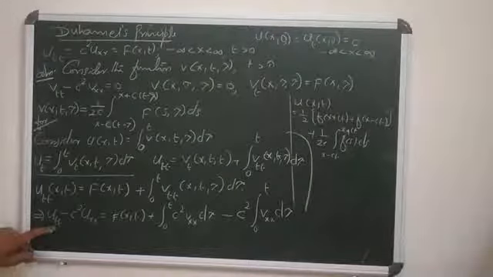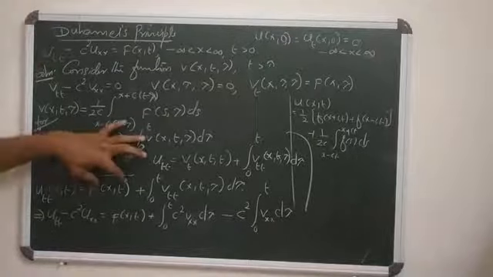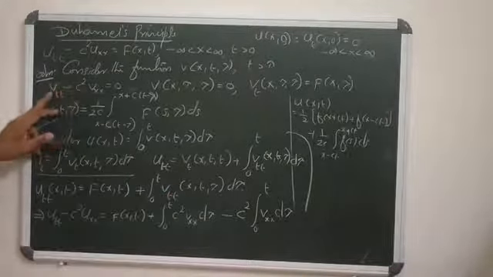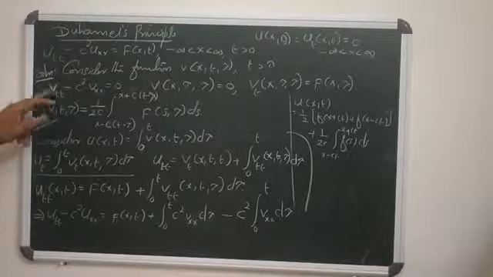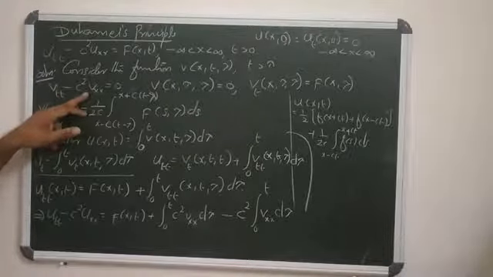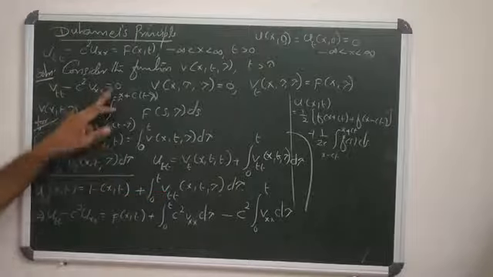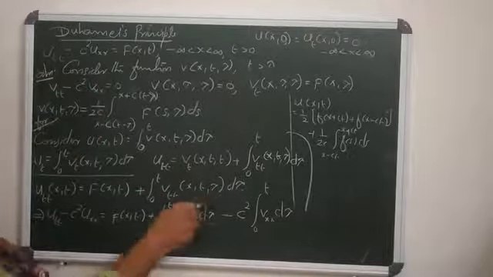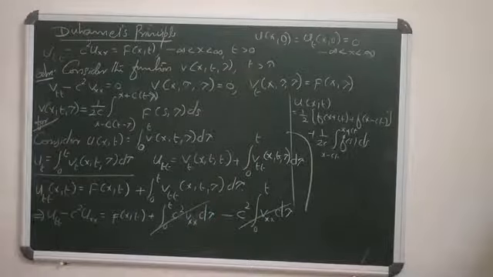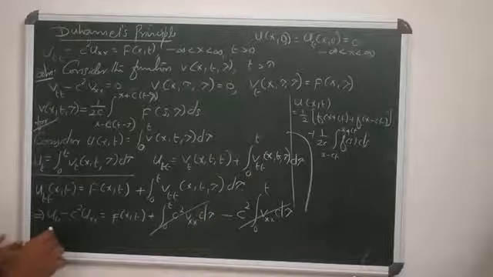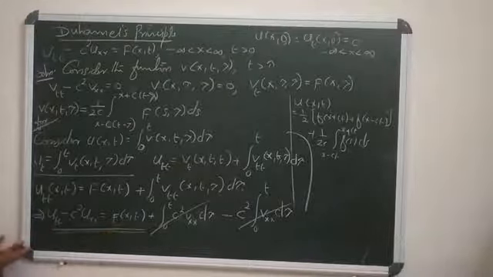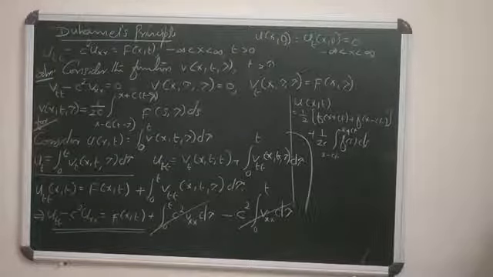Clear? What is utt? This one. But we know that vtt. What is vtt? Since vx t lambda satisfies this equation, vtt minus c square vxx equals 0. Therefore, vtt is nothing but c square vxx. Okay, so you can cancel in these two. That means utt minus c square uxx equals f of xt.